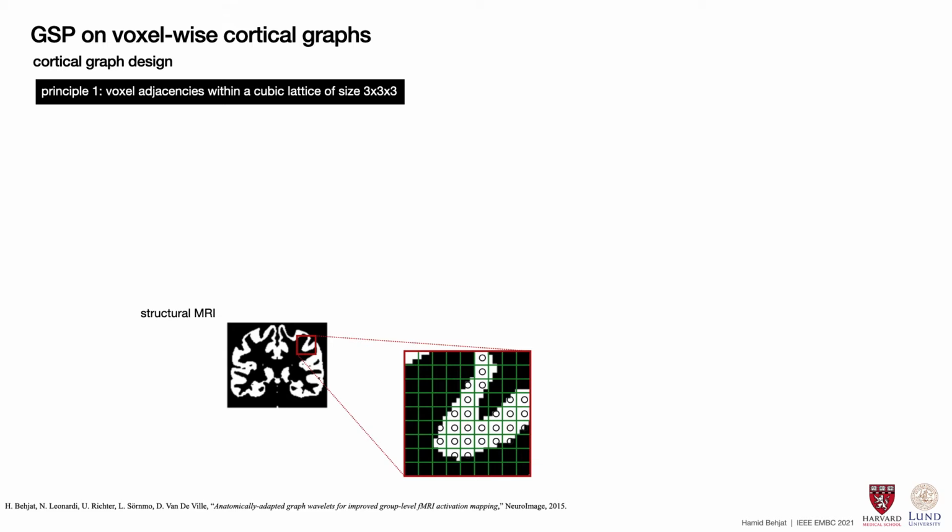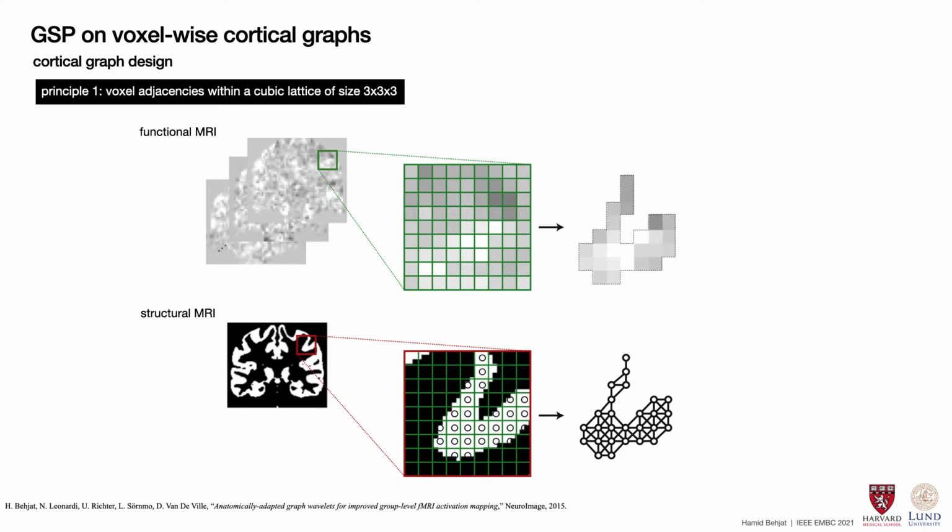The definition of edges is based on two principles. In the first principle, we define the edges based on the adjacency of voxels in a cubic lattice of size 3 by 3 by 3. In doing so, we can define how each voxel is connected or related to its surrounding voxels. If we have our fMRI data co-registered to our structural data, we can extract our graph signals, which can be visually represented as such, but in practice, this is just a vector of numbers.